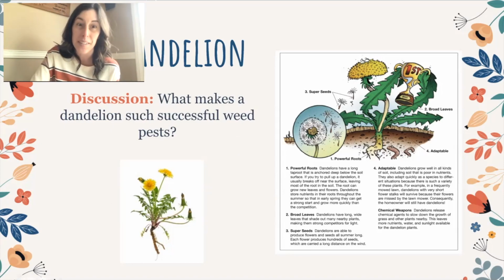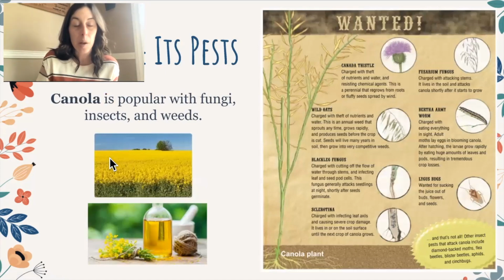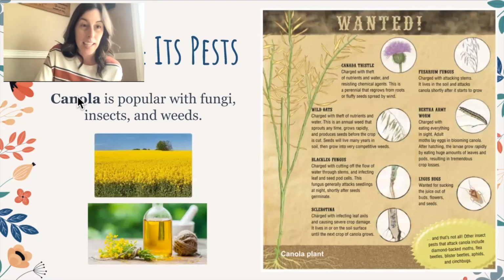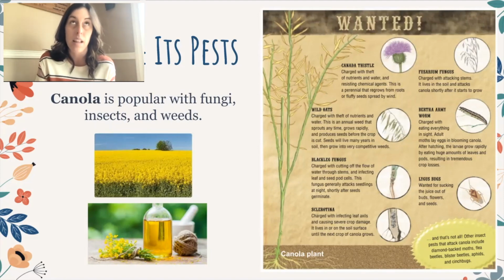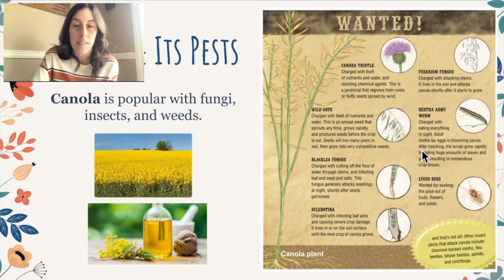They are a weed. And then in Alberta, we've talked about some of the native plants to Alberta, and canola is one of them. Remember, it means Canada and oil, canola. It's popular with fungi, insects, and weeds. So all three of these types of pests love canola. So you can learn a little bit more on this. This is from your textbook, but it just talks about the different types of pests that impact canola.